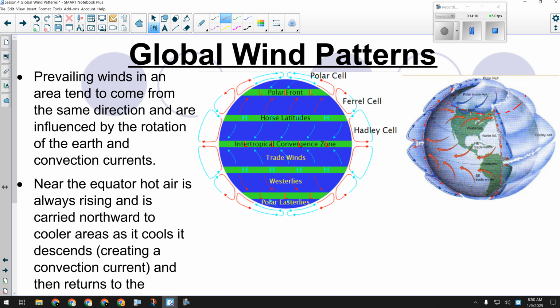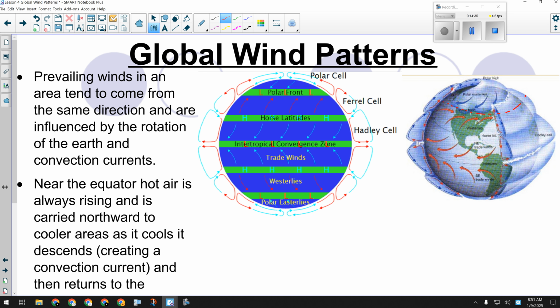Okay, so prevailingly in our latitude we get westerlies, but if you go closer to the equator, theirs are typically easterly. Okay, and the reason for that is convection and the rotation of the Earth under that moving air, underneath the hot air rising, cool air descending pattern. Okay, so at the equator, where they get the most sunshine, hot air is going to rise.